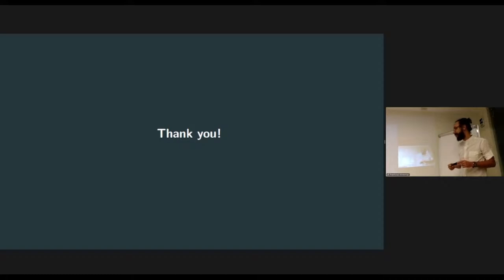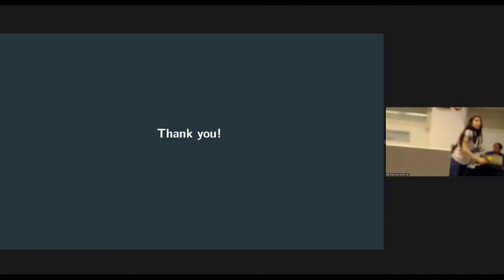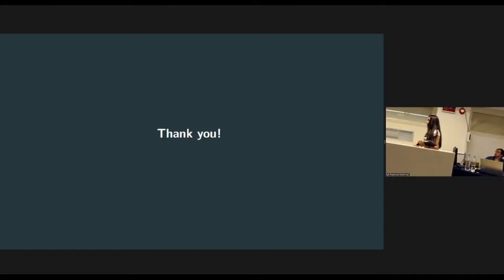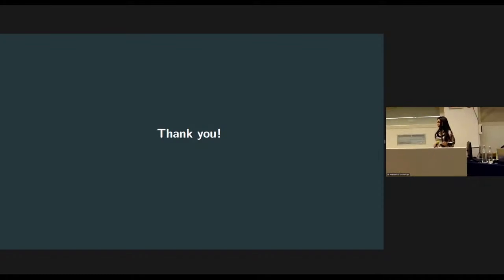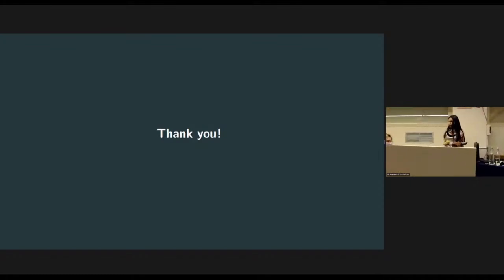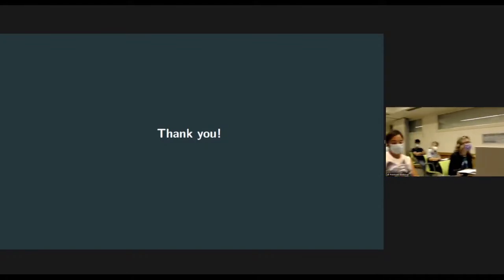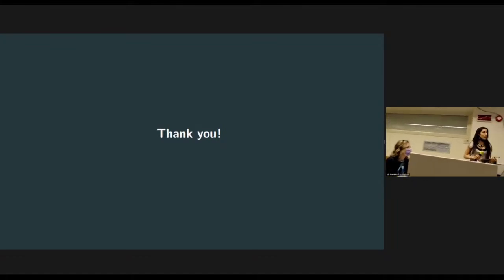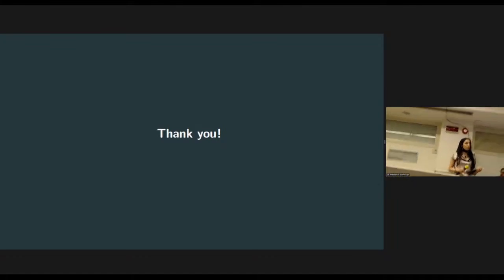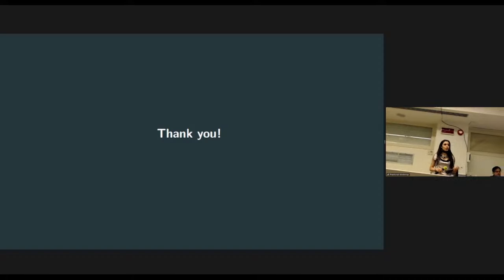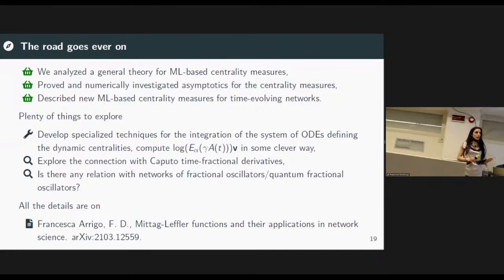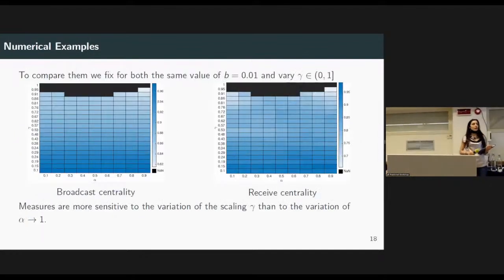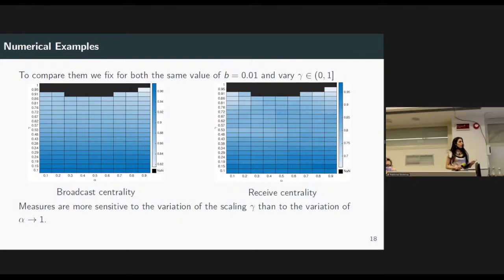Yeah, we have time for a couple of questions. Can you say something about the comparison with the K-path Laplacian, in order to take into account finding some other way?